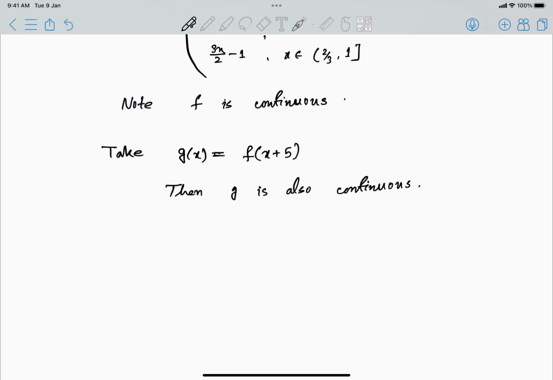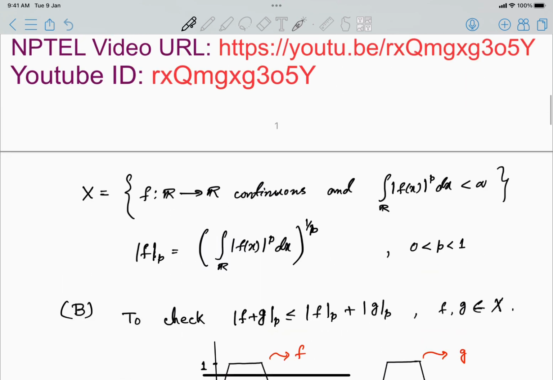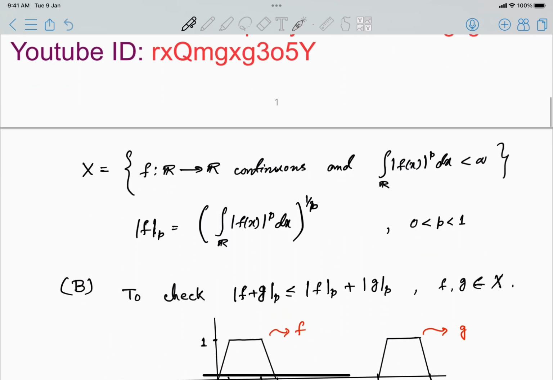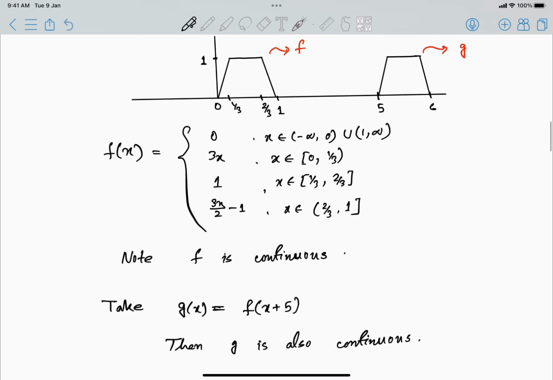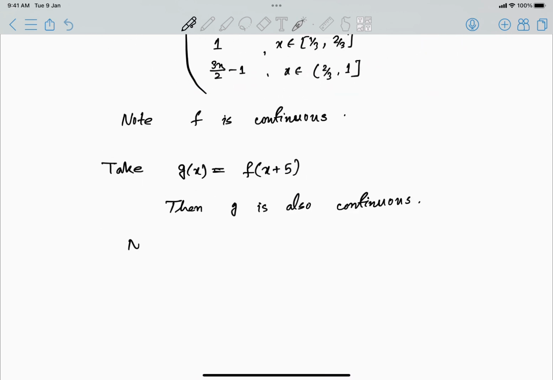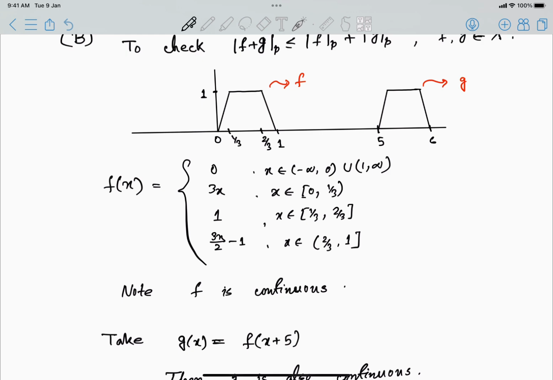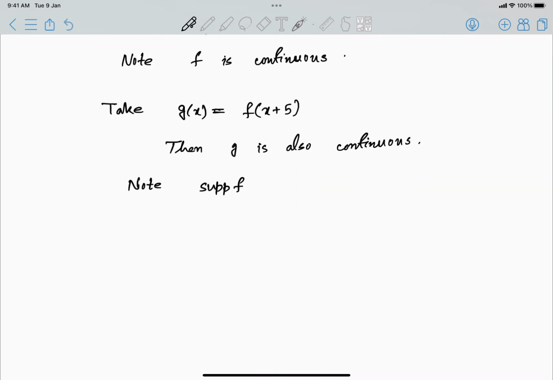Now we have to check that these belong to this class X. So you have to check that this norm is finite. Note that the support of f is where f is non-zero, which is basically the closed interval [0, 1]. So the support of f is where the function is non-zero, and its closure. So the support of f is [0, 1], and the support of g is the closed interval [5, 6]. So the intersection of the supports of f and g is empty.